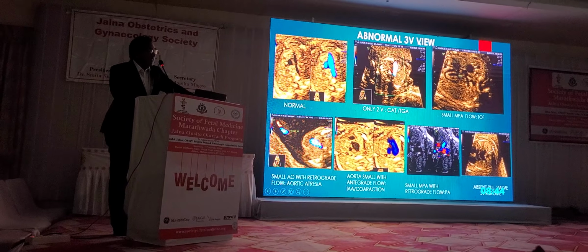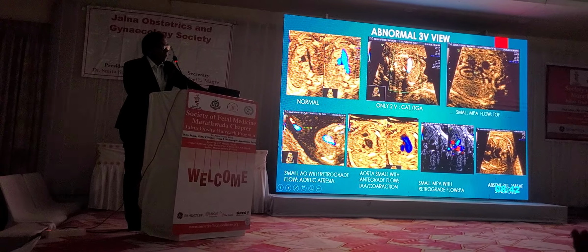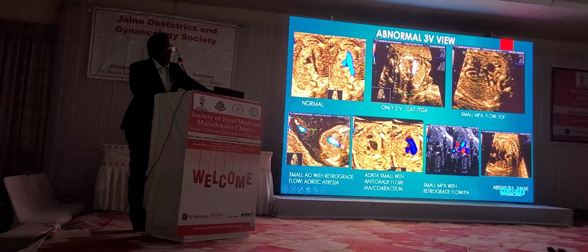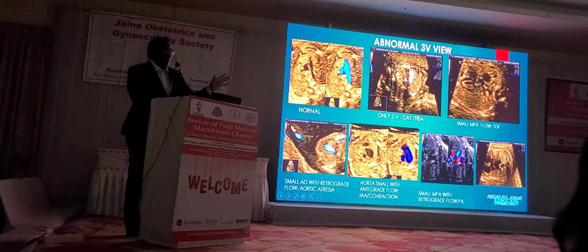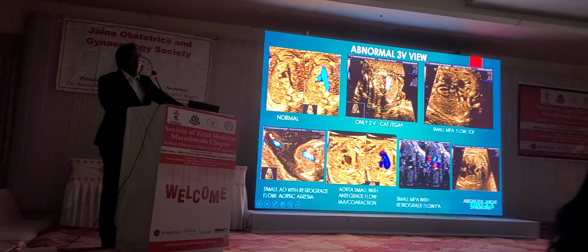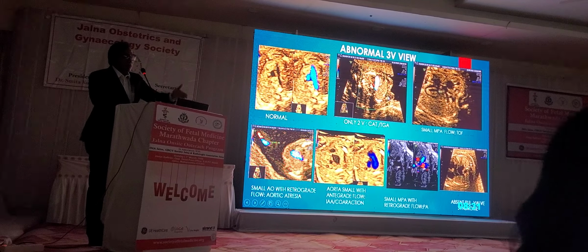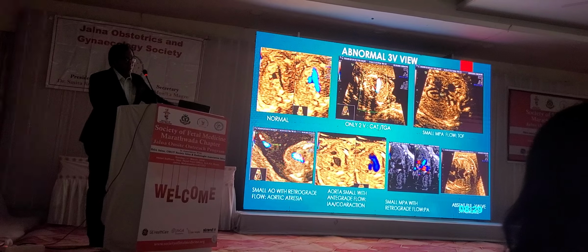Few cases of abnormal three vessel view. The first one, this is normal. Here you can see just two vessels. So this could either be CAT or TGA. In CAT it should be a bigger diameter vessel, and in TGA it should be normal because both vessels are present. The only thing is it is not seen in the same section.